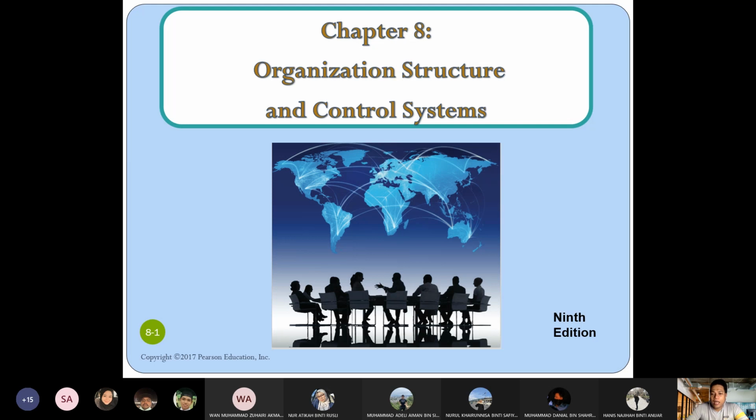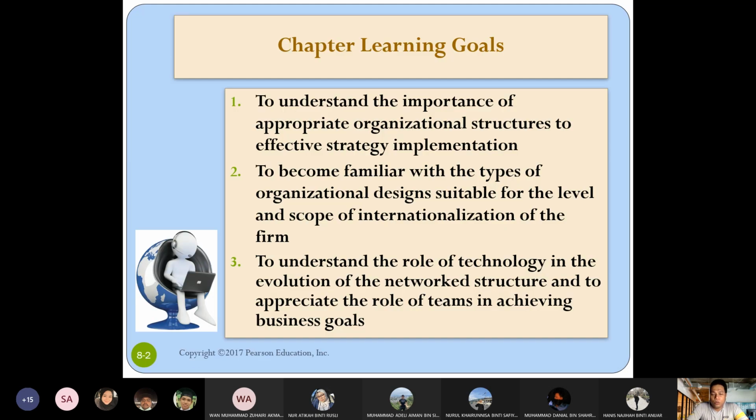But today I would like to give you an overview of the organization structure for international business, and how the international business, MNC or MNE, tries to have a control system for their organizational structure. This topic has 5 learning goals. The first one is to understand the importance of appropriate organizational structures to effective strategy implementation.